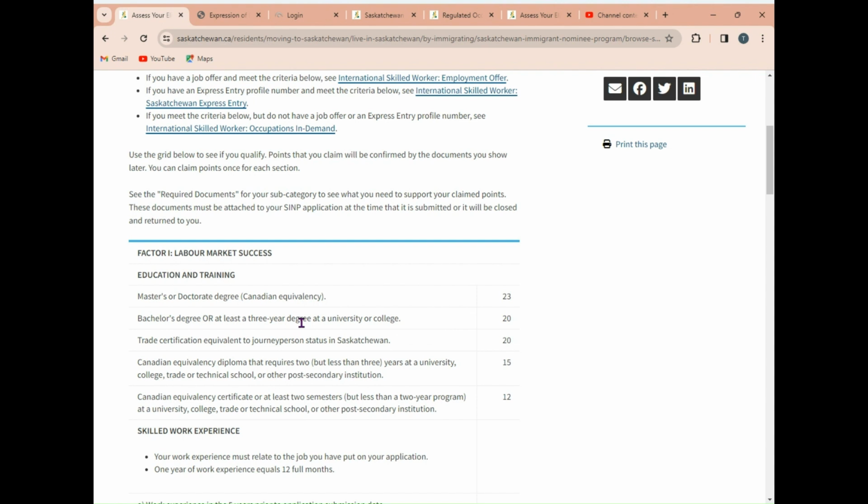Then you have the bachelor's degree or at least a 3-year degree. Anything that is 3 years and above qualifies for 20 points here. And if you have a trade certificate equivalent to journeyperson status in Saskatchewan, maybe a hands-on tradesperson, there is a body in Canada. You need to Google that out, and once you have a certificate for it, that's 20 points.